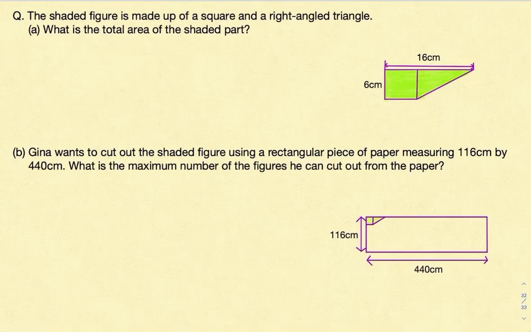So today we are going to do a very interesting problem on area of triangle. Let's read the question first. The shaded figure is made up of a square and a right angle triangle. What is the total area of the shaded part?